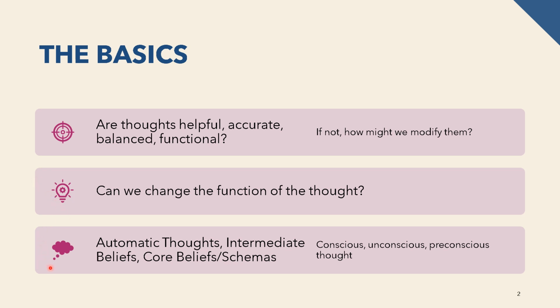The other thing that's really important to recognize here, and one of the basic tenets of any work within cognition, is that our thoughts exist at various levels. You'll hear this referred to in different ways. I'm going to use some of the more common terminology here, but there's a difference between our automatic thoughts, our intermediate beliefs, and our core beliefs and schemas. These also are thought to exist at different levels of consciousness. So we have conscious, unconscious, and preconscious thought.